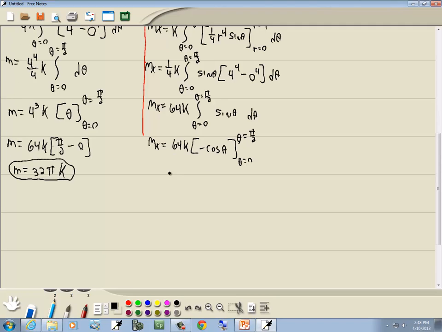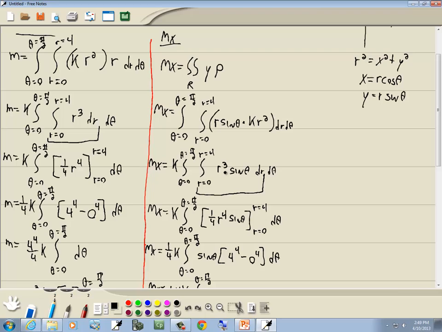Now plug in those values. So we're going to have 64k, and then negative cosine of pi over 2 minus a negative cosine of 0. So we got 64k. Cosine of pi over 2 is 0, so that drops away. Here we got negative negative, which becomes positive, and cosine of 0 is 1. So this is actually our moment with respect to x.